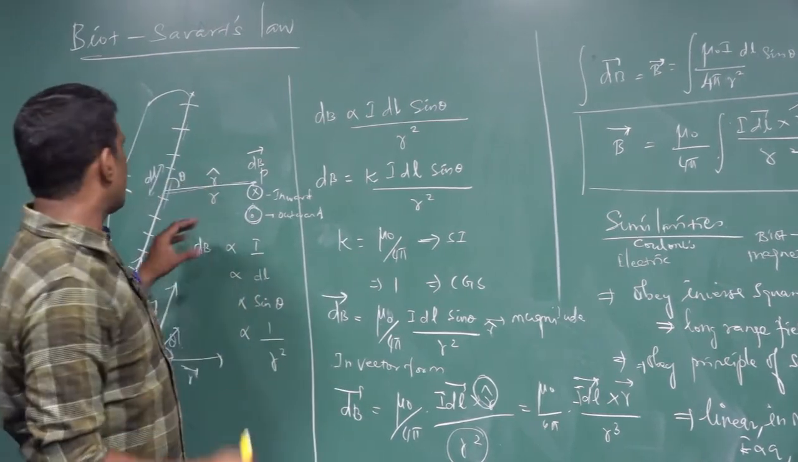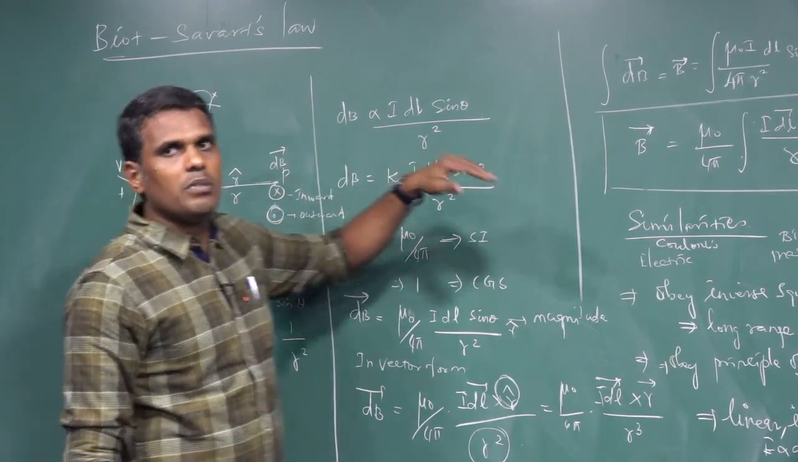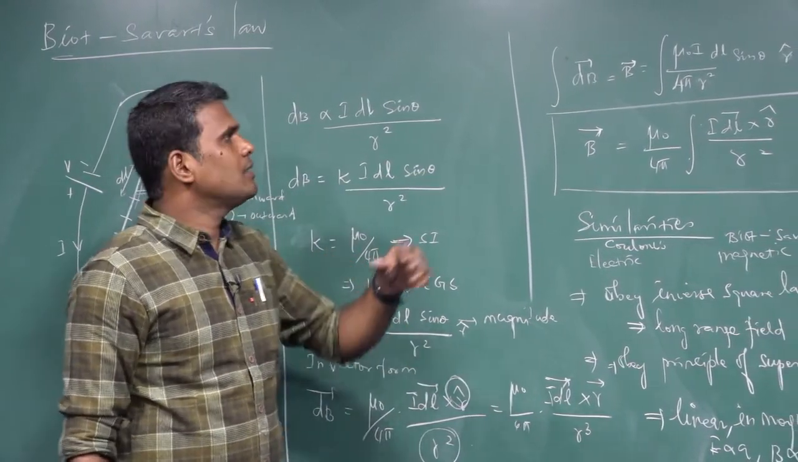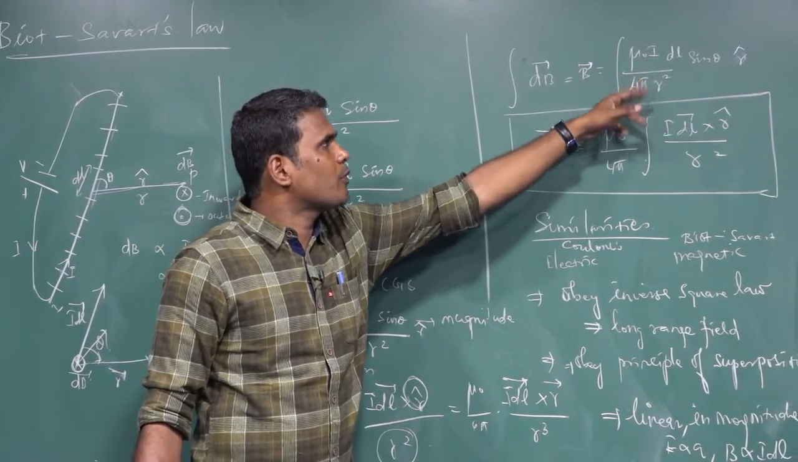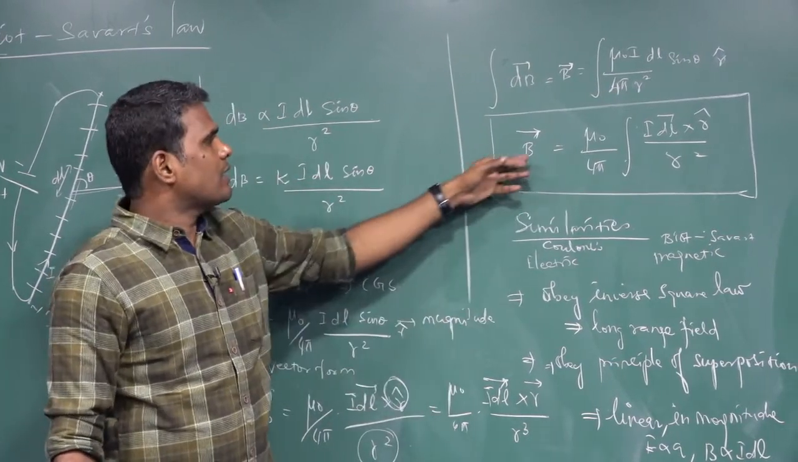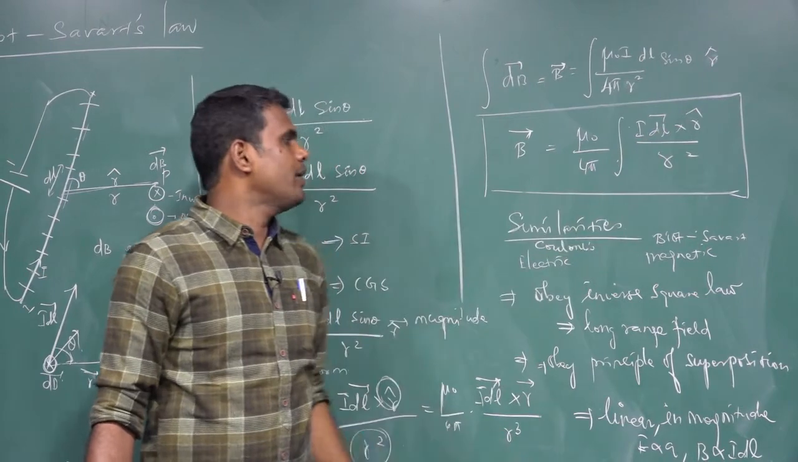So total magnetic induction at the point P due to the entire length of the current carrying conductor is obtained by using principle of superposition. You have to integrate. So integral of dB vector is equal to B vector, which is equal to integral of mu naught I by 4 pi r square dl sin theta into r cap. This B vector equals mu naught by 4 pi integral I dl vector cross r cap divided by r square.